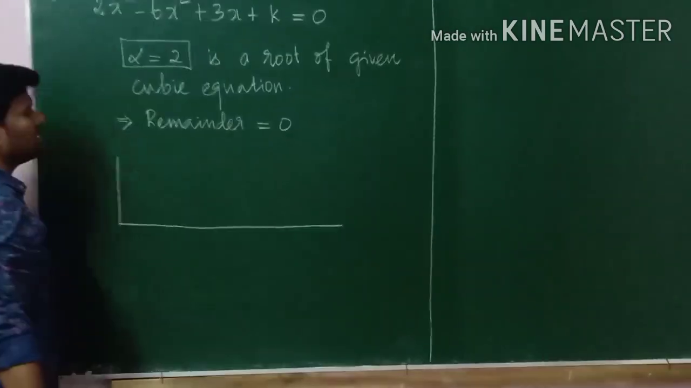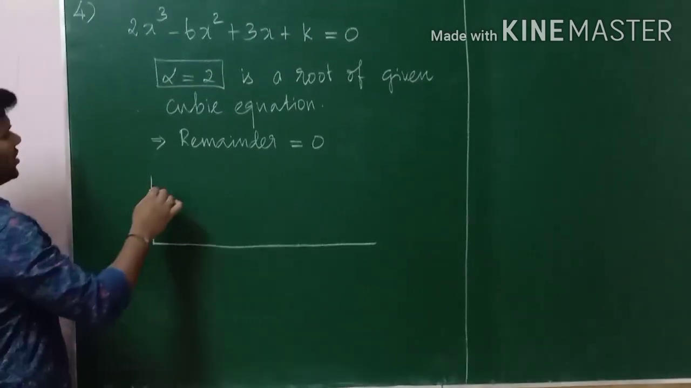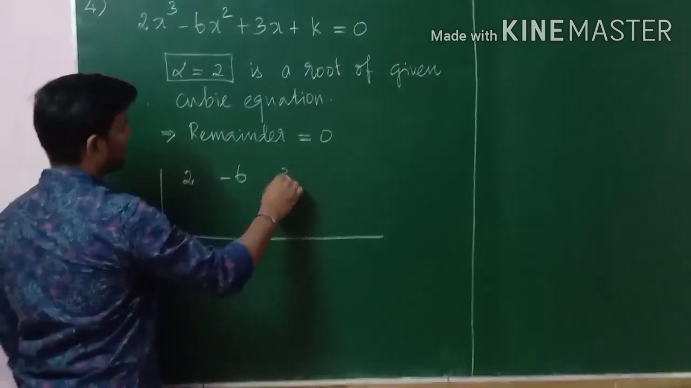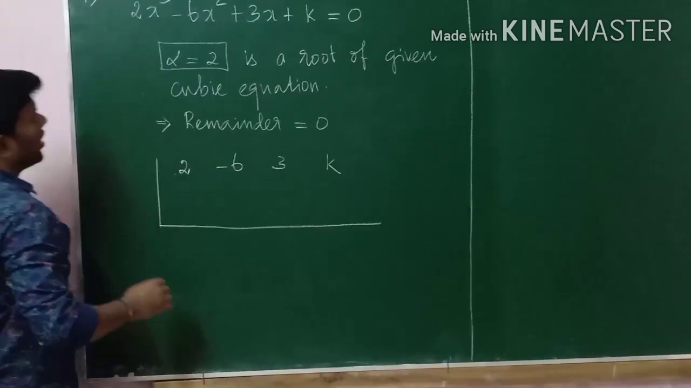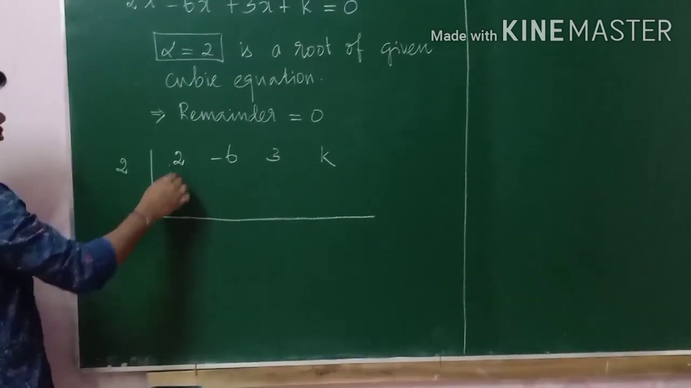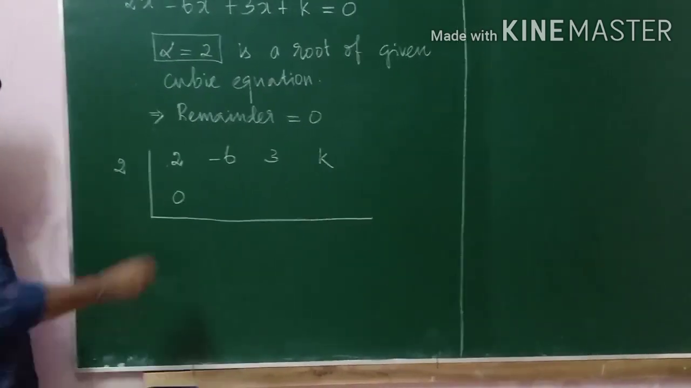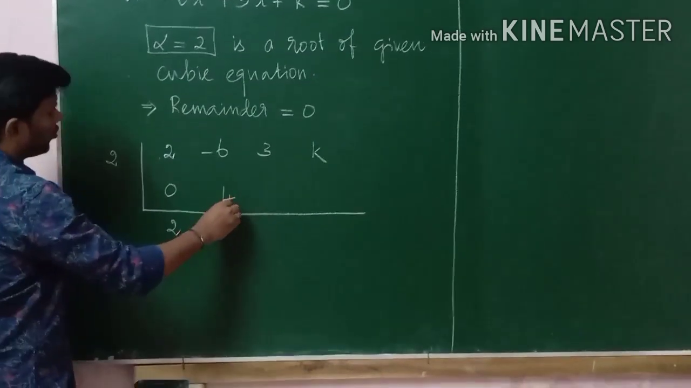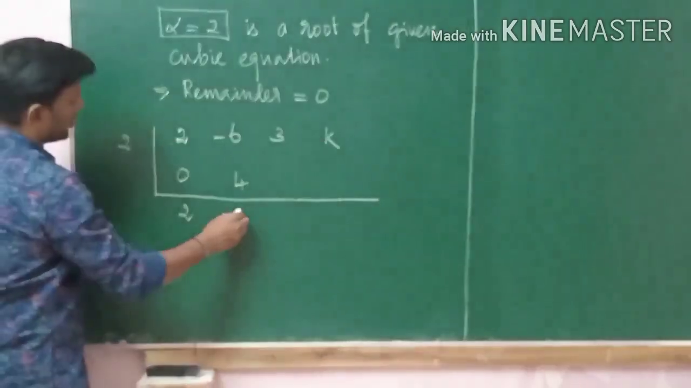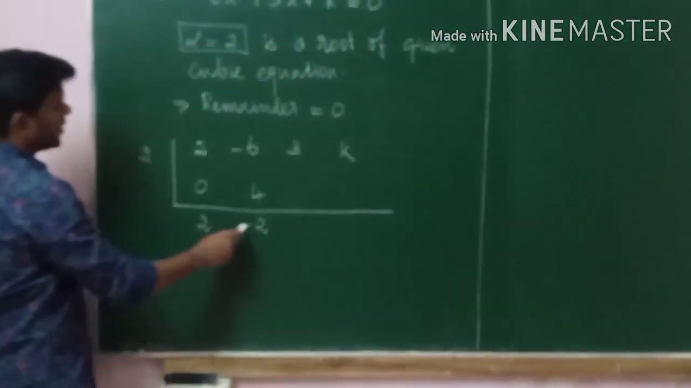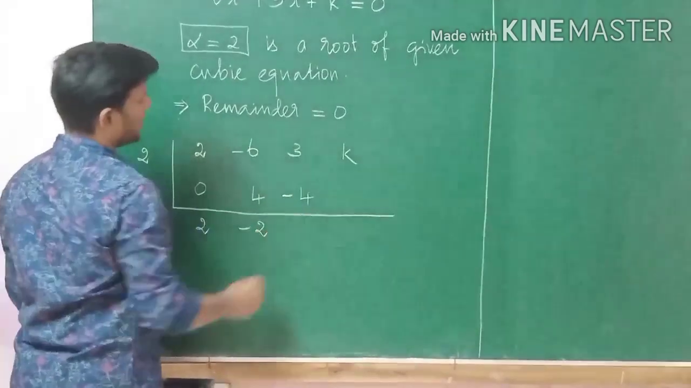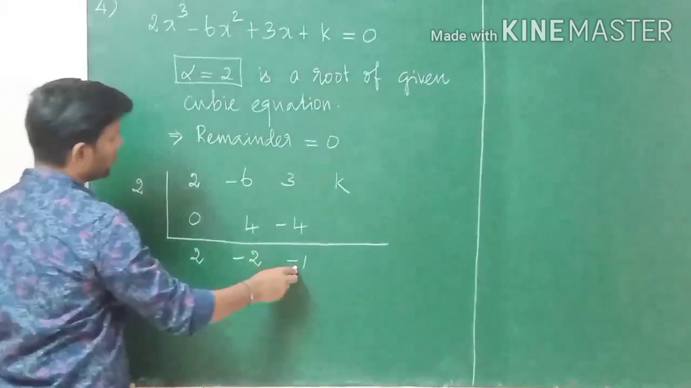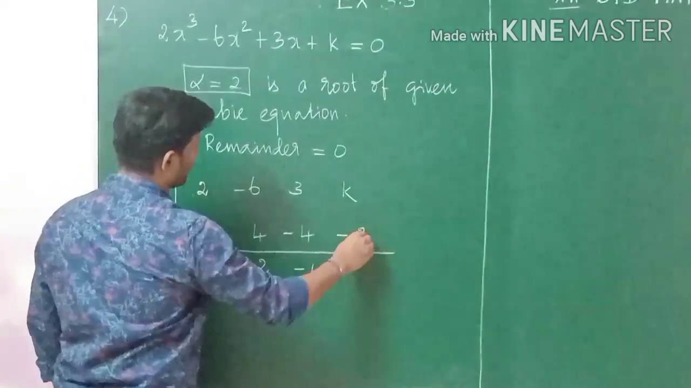In synthetic division, in the first row we will write the coefficients of the given cubic equation. So 2, minus 6, 3 and k, and our root is 2. So second row first entry must be 0. So 2 plus 0, 2. 2 into 2, 4. Minus 6 plus 4, minus 2. 2 into minus 2, minus 4. 3 minus 4, minus 1. 2 into minus 1, minus 2.